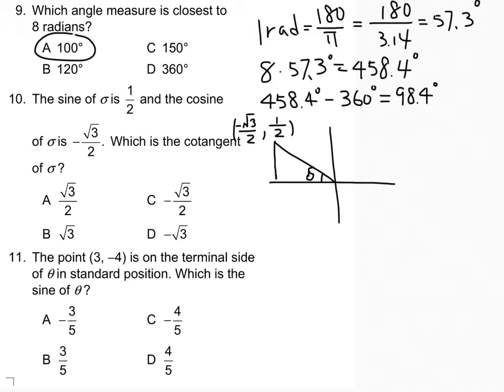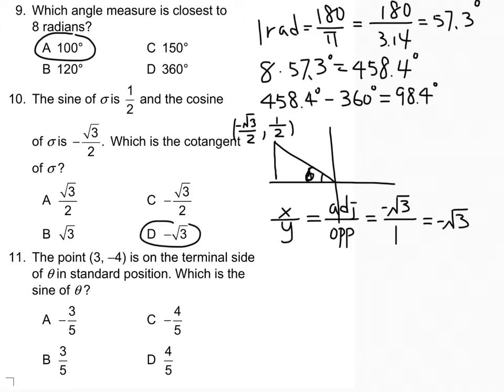So what's going to be the cotangent of theta here? Cotangent, we just did it before. Cotangent is x over y. Adjacent over hypotenuse. Adjacent over opposite, I'm sorry. Adjacent is your x value. Opposite is your y value. So what's going to be our answer here? Negative root 3. So this is just basically applying the definitions.